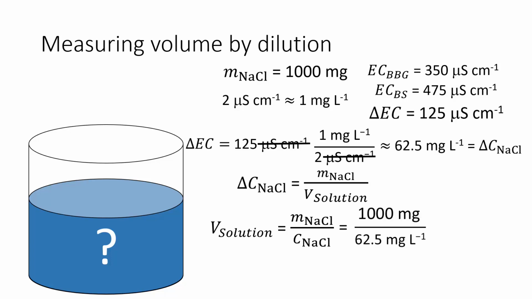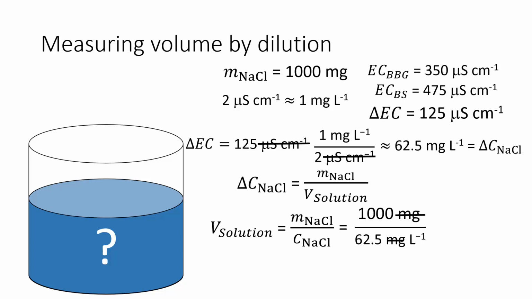Once we have that equation rearranged, we can plug in the numbers. We've got 1,000 milligrams for the mass of NaCl that we added. We have a change in concentration of 62.5 milligrams per liter. We know that this is going to give us a volume because we can work through the units through our calculations. We've got the units on those numbers.